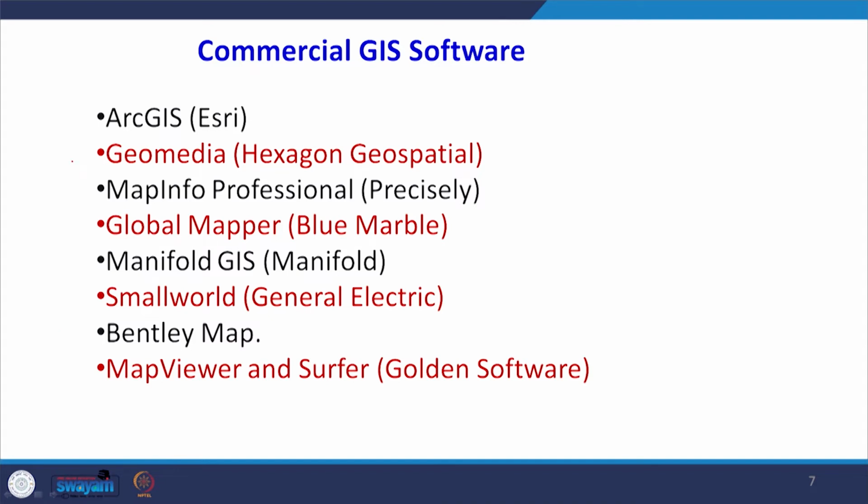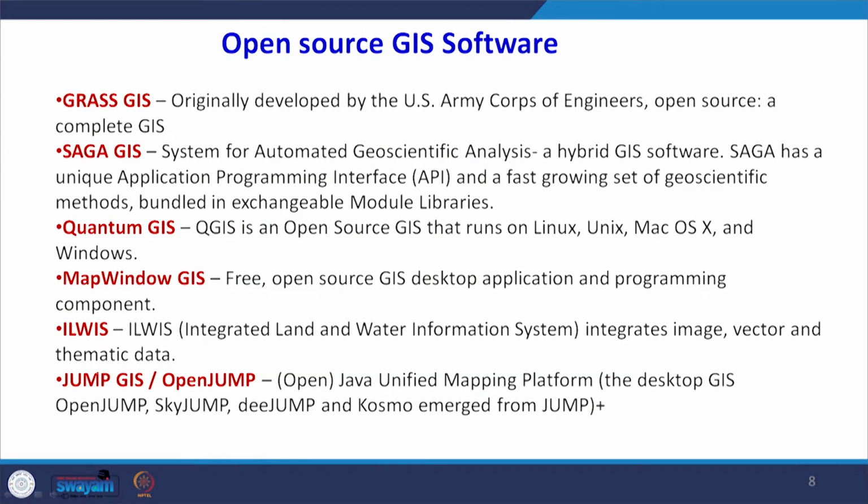Then we have a software called GeoMedia, which has been developed by Hexagon Geospatial. Then there is a software called MapInfo Professional. Then Global Mapper, Manifold GIS, Smallworld, Bentley Map, MapViewer, and Surfer. So these are some of the names of the commercial GIS software which could be used for analyzing the data and carrying out GIS based activity in the organization.